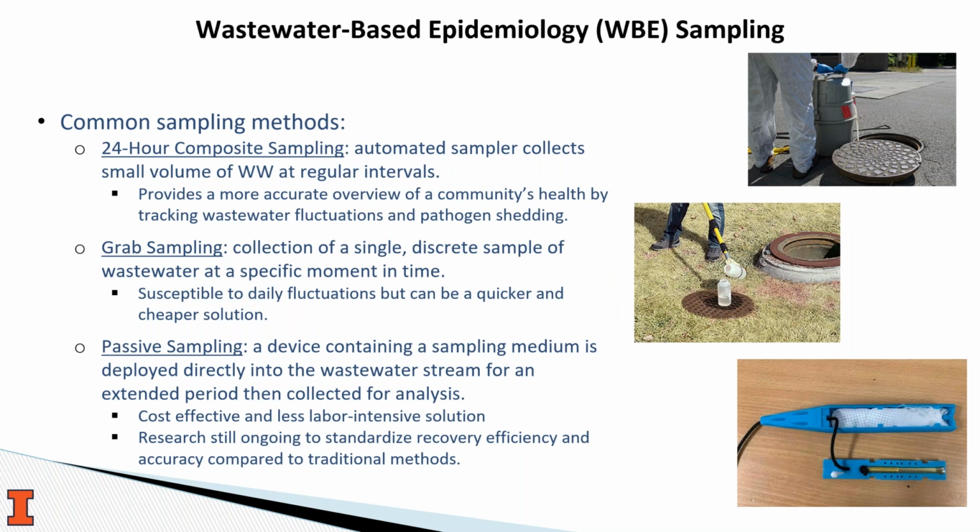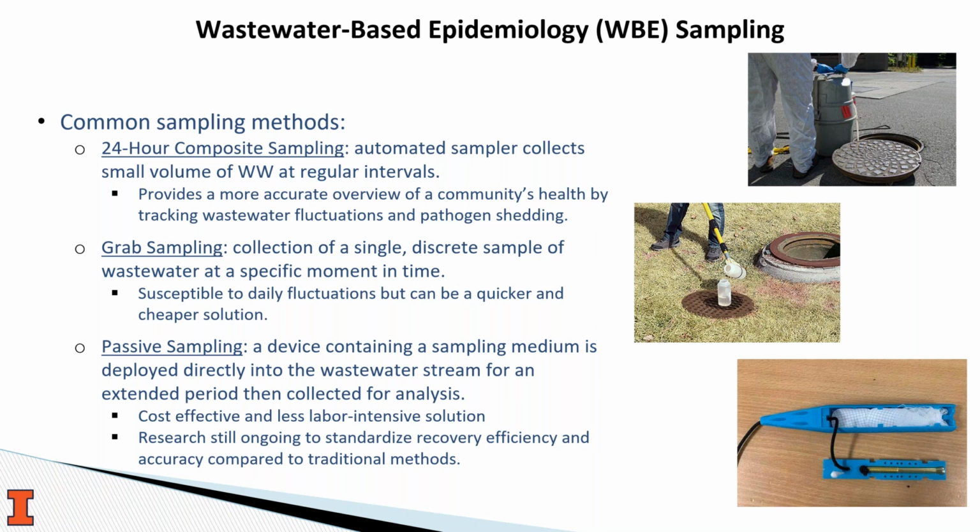Here are several common sampling methods used in wastewater surveillance, each with its own strengths and limitations, depending on monitoring goals, available resources, and the specific plant design. The first is the 24-hour composite sample. This is considered the gold standard. This method uses an automated sampler to collect small volumes of wastewater at set intervals, usually an hour, over a 24-hour period. There is a portable one shown in the top image.